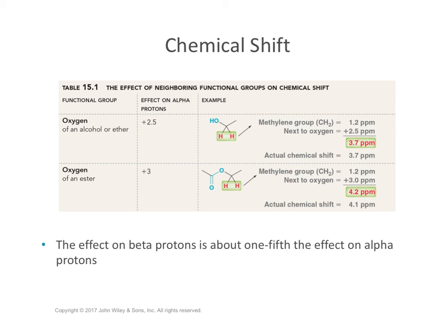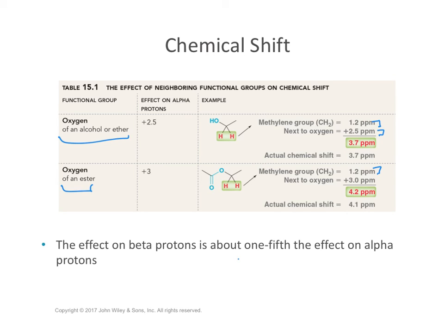So if we start with the methylene base ppm of 1.2, if that is next to an oxygen, you can add 2.5 to get to the actual chemical shift of 3.7. If the methylene group, which has a base reference of 1.2, is next to the oxygen of an ester, so notice this is of an ester, this would be of an alcohol or an ether, we add 3 ppm to get to a value of 4.2. So these are ways we can estimate the chemical shift. Experimentally, it may differ slightly from our predicted values, but it should be kind of close.